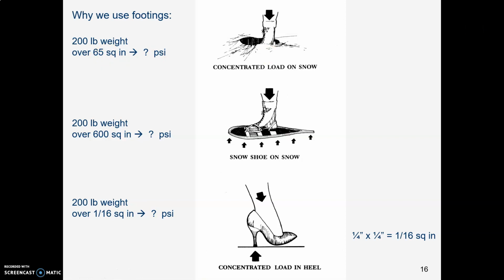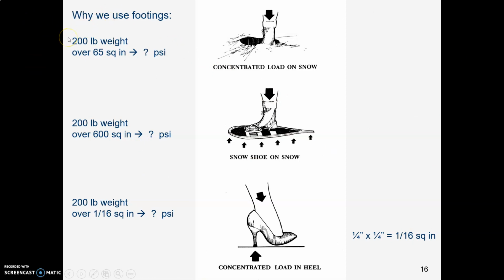Okay, now how about a snowshoe? I looked in an LL Bean catalog and measured one of their snowshoes, and it appeared to be 600 square inches, so I'm going with that. And now just for comparison, what about a high heel? A high heel, if it is a 1/4 inch by a 1/4 inch, that would give you a 1/16 of a square inch. So we got 3 different sizes of areas.